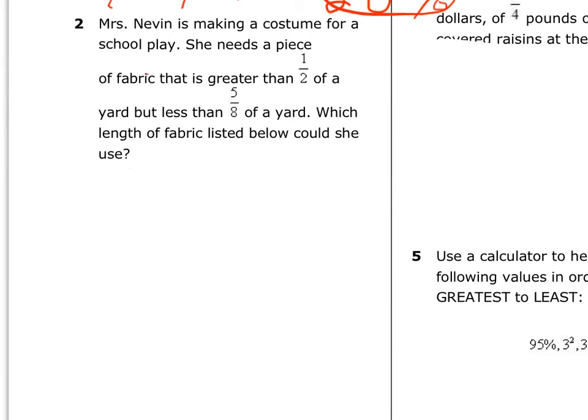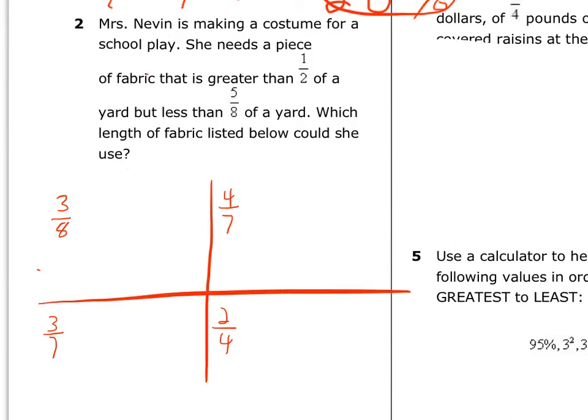Alright, now, if we look at number 2, it says, Miss Nevin is making a costume for a school play. She needs a piece of fabric that is greater than 1/2 yard, but less than 5/8 of a yard. Which length of fabric below could she use? Now, these are the answer choices they give us. 3/8, 4/7, 3/7, and 2/4.